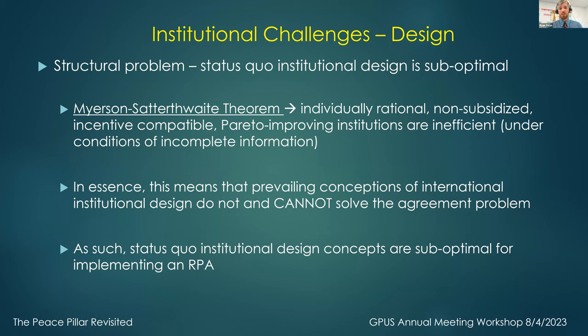So that means that if we're going to devise international institutions, or if we're going to rely on international institutions to implement an RPA, we need institutional design innovation. And that's precisely what I'm interested in spending much of the rest of my academic career working on. Next slide, please.